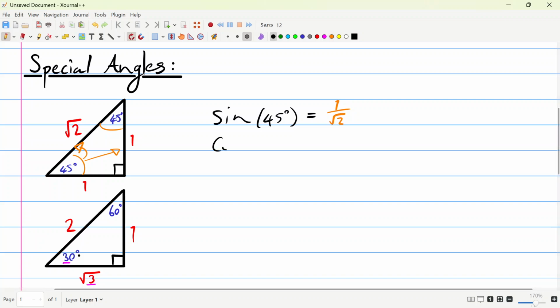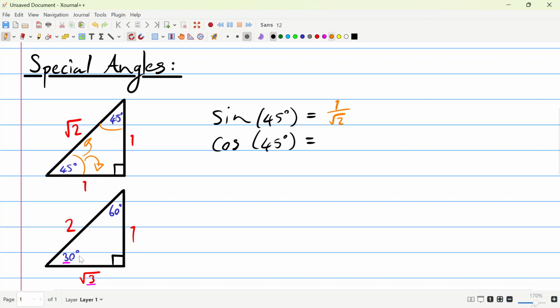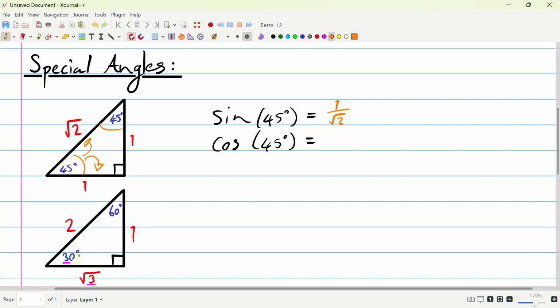What about cosine? Cosine of 45 degrees is going to be adjacent over hypotenuse, right? SOHCAHTOA. C is equal to A over H. So now, what we're going to be doing with this one, we're going to take the 45 degrees, it's going to be the adjacent divided by the hypotenuse, which is also going to be 1 divided by root 2.